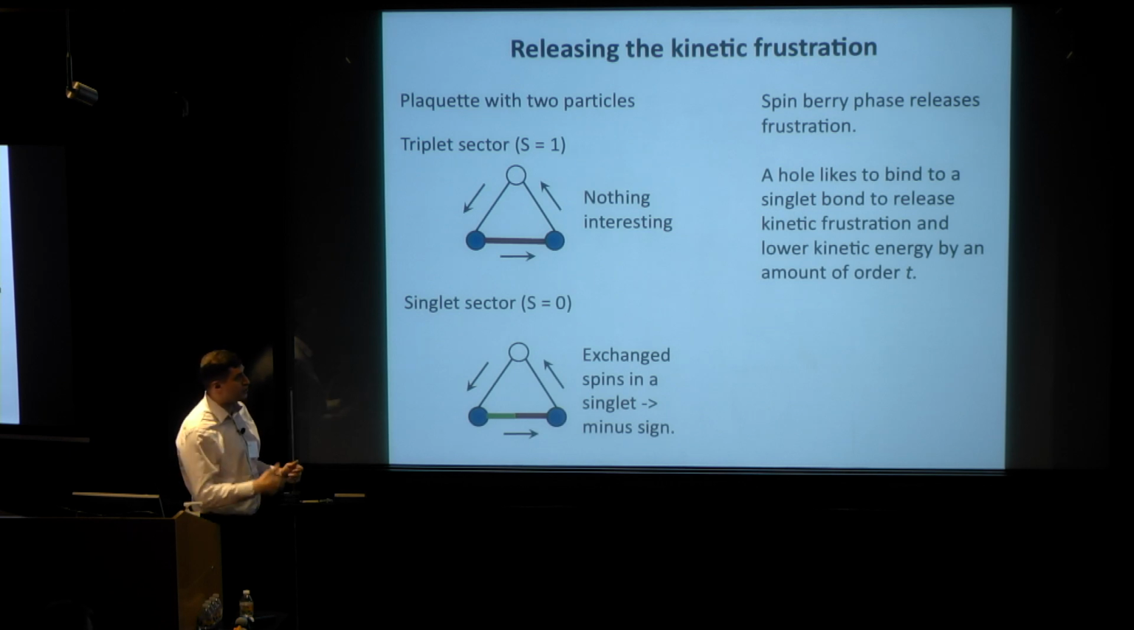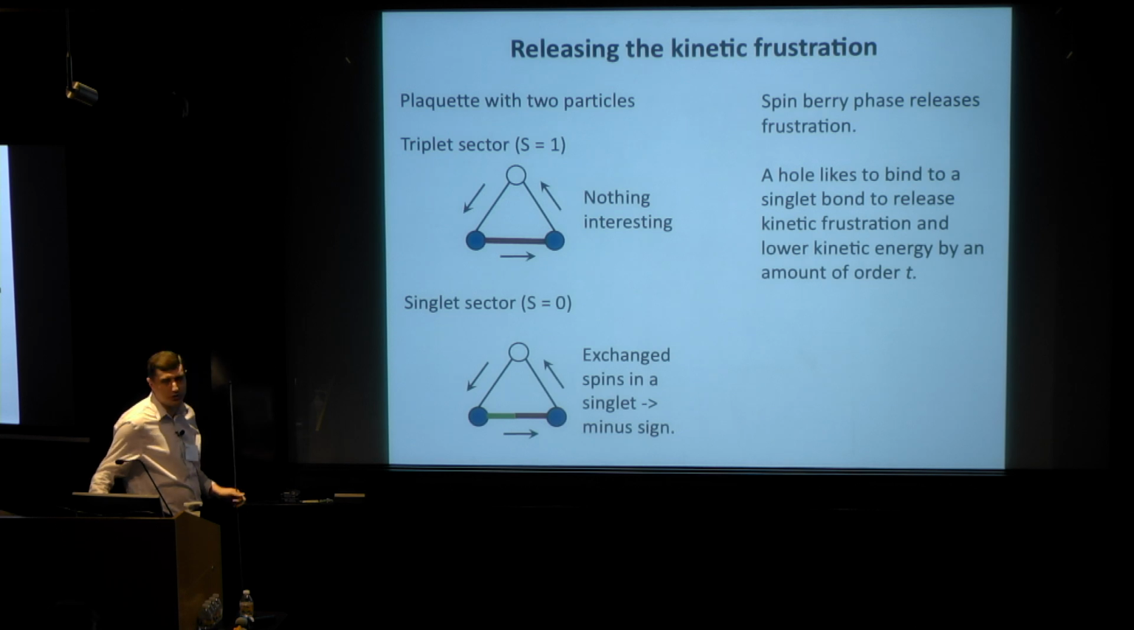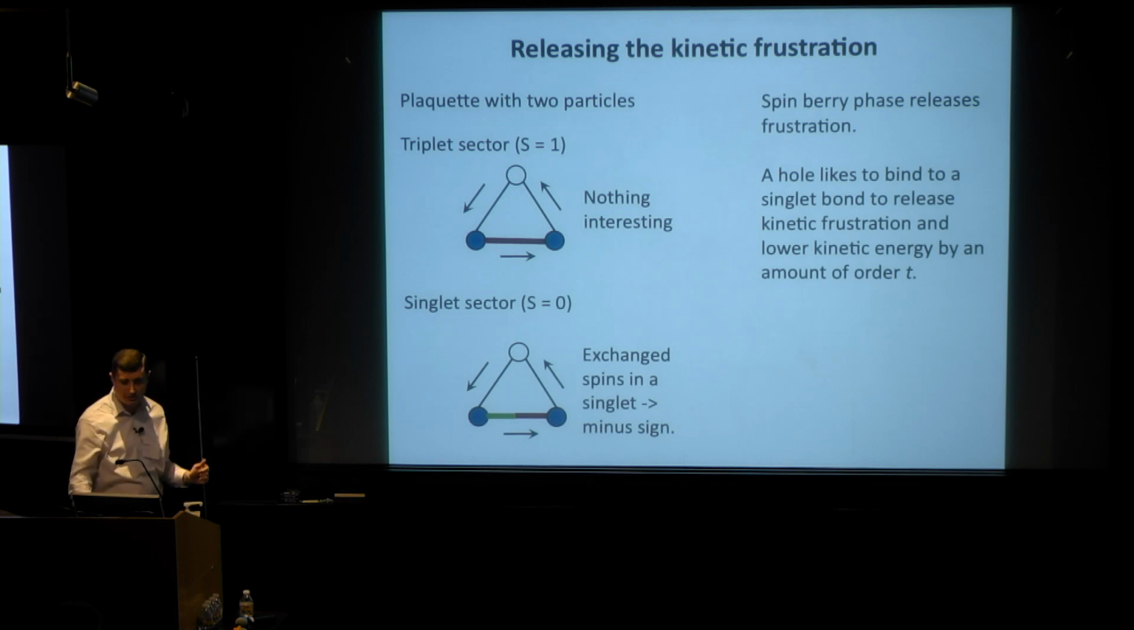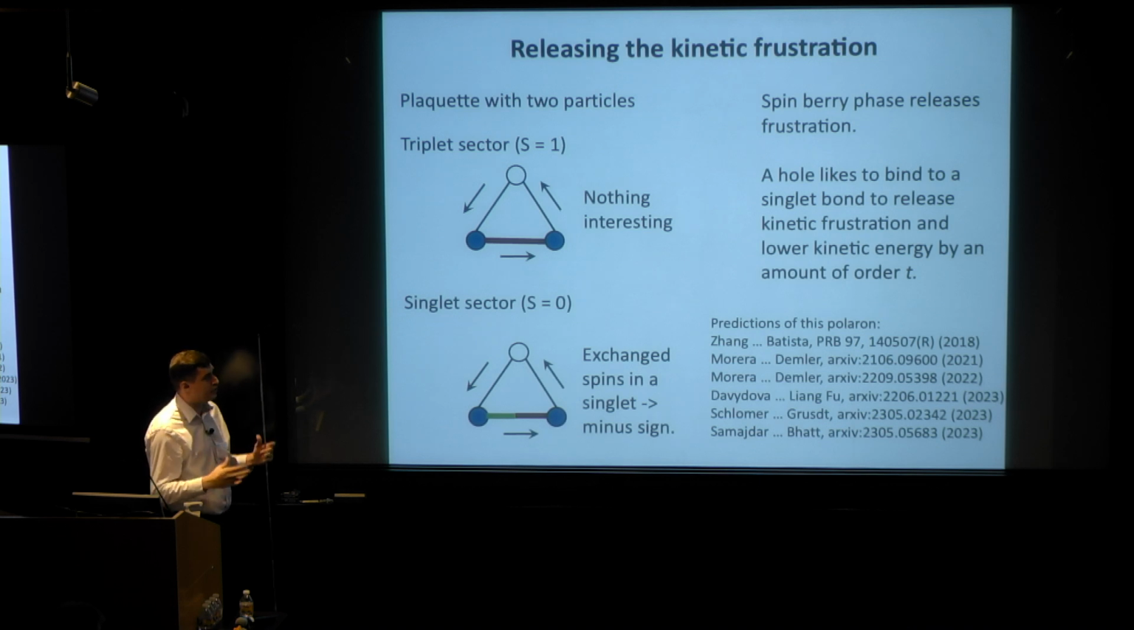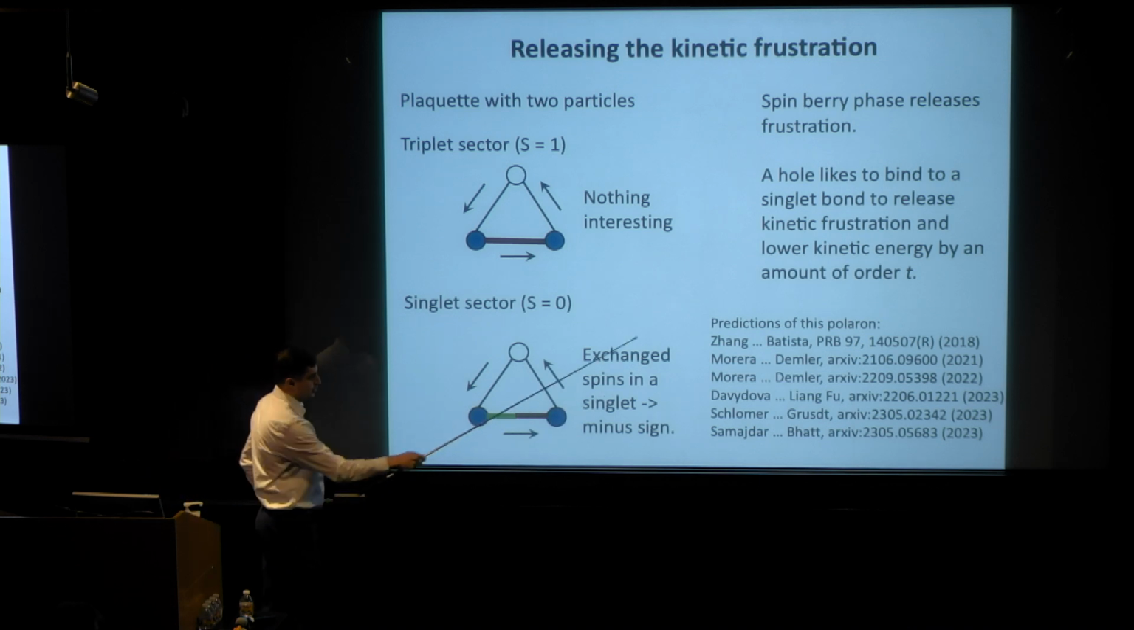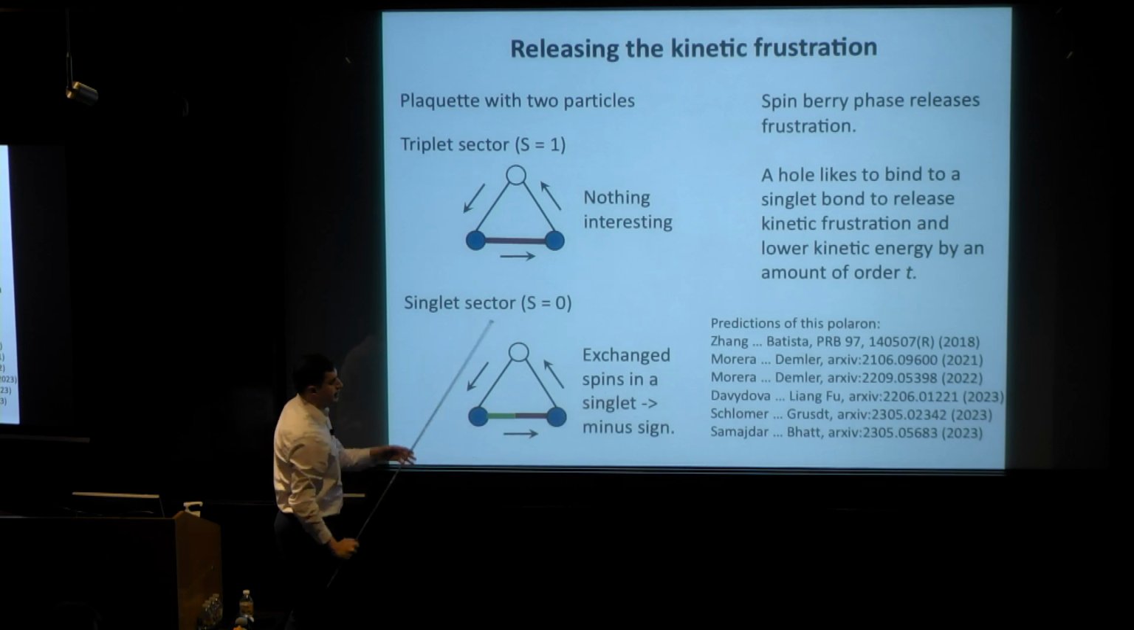Okay? So once you do that, you find that for this plaquette, you lower the energy by T for the singlet configuration compared to the triplet. Okay, so naturally, you want to have basically anti-aligned spins around a hole. And that's the nature of this polaron that emerges in the system that was predicted by several papers, including from Eugene, in the last couple of years.